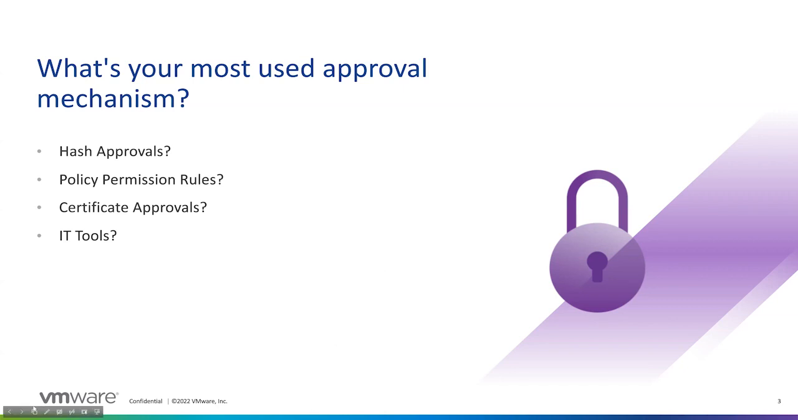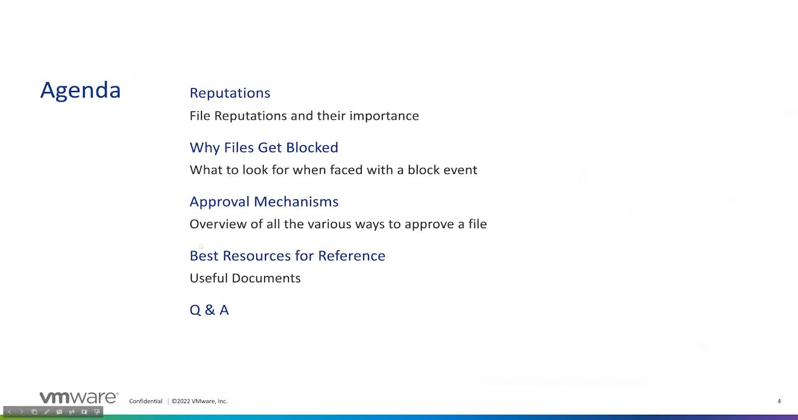So we'll actually jump into the content now. On the agenda today, first we'll take a look at file reputations and why this is important with our product. And then we'll take a look at why files get blocked. This is really more around the common reason files get blocked, and then the general idea behind what to do if it's not the common reason. Then we'll actually deep dive into the approval mechanisms and discuss when to use them and how to use them.